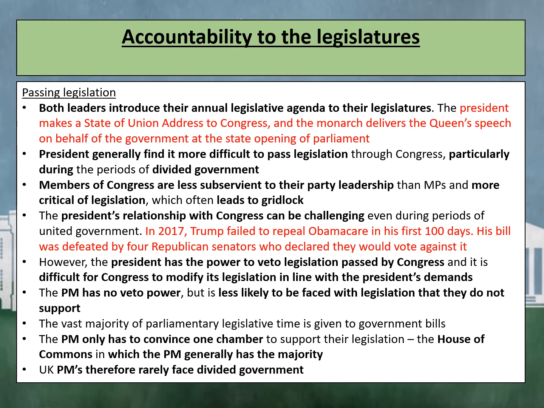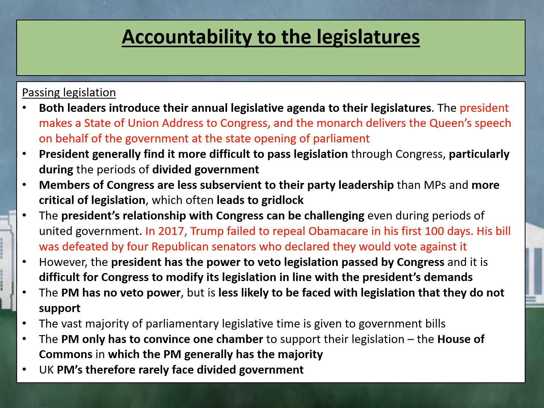Presidents generally find it more difficult to pass legislation through Congress, particularly during periods of divided government. Members of Congress are less subservient to their party leadership than MPs and are more critical of legislation, which can often lead to gridlock. The President's relationship with Congress can be challenging, even during periods of united government. In 2017, Trump failed to repeal Obamacare in his first 100 days. His bill was defeated by 4 Republican senators who declared they would vote against it.